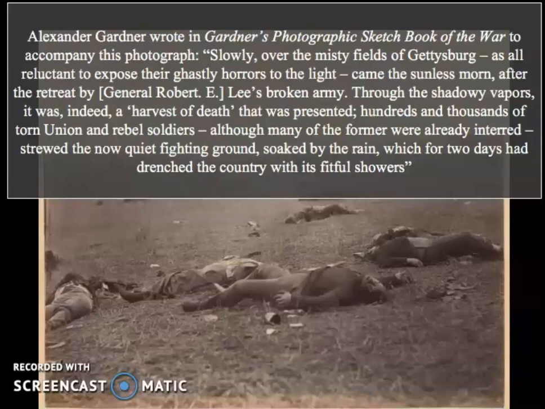Alexander Gardner, who wrote as part of the book insert for this photograph, wrote the reason that he called it Harvest of Death. "Slowly over the misty fields of Gettysburg, as all reluctant to expose their ghastly horrors to the light, came the sunless morn, after the retreat by General Robert E. Lee's broken army. Through the shadowy vapors, it was indeed a harvest of death that was presented. Hundreds of thousands of torn Union and rebel soldiers, although many of the former were already interred, strewed the now quiet fighting ground, soaked by the rain, which for 2 days had drenched the country with its fitful showers."